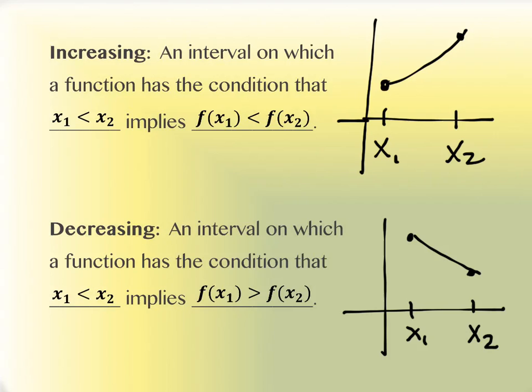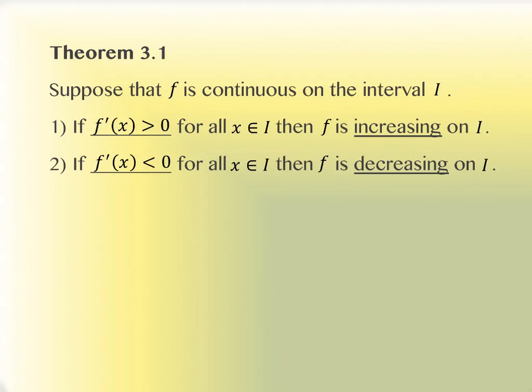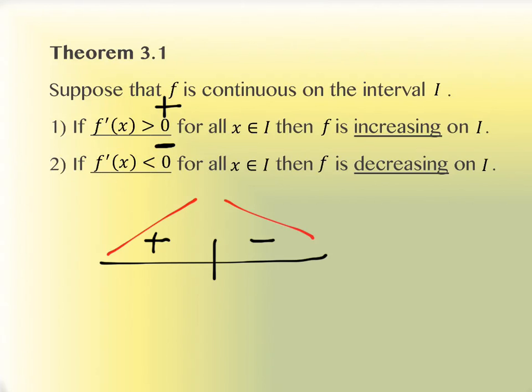So what we're going to be doing is using the derivative to make decisions. Theorem 3.1 tells us, suppose that f is continuous on the interval I. If f prime of x is greater than 0, that means it's positive, then the graph is increasing. And if f prime of x is less than 0, that means it's negative, then the graph is decreasing. And we did this in the last section when we put these pluses and minuses in here, and I said, oh, look, plus means we're going up, minus means we're going down. It's the same thing we did in the last section. Positive is increasing, negative is decreasing.